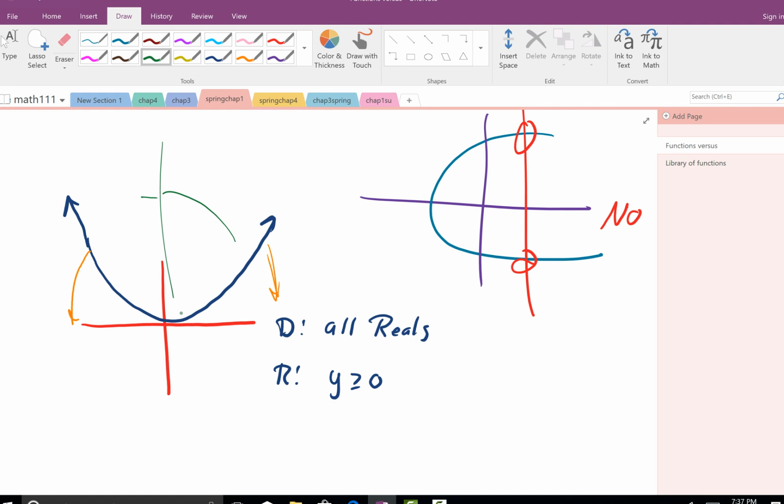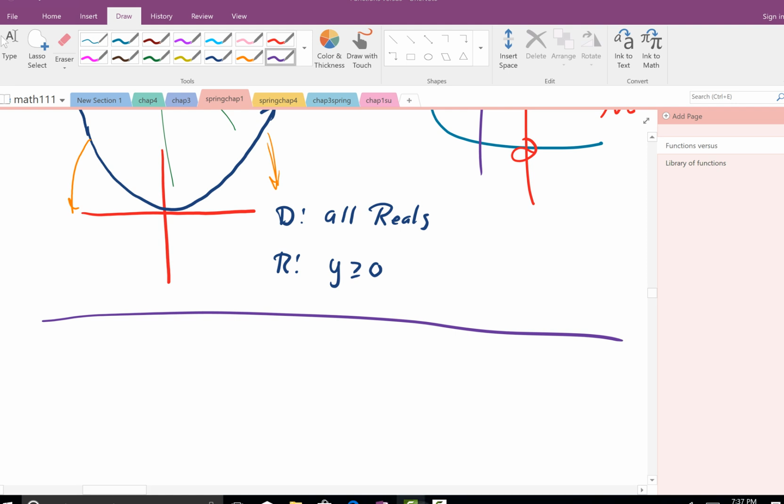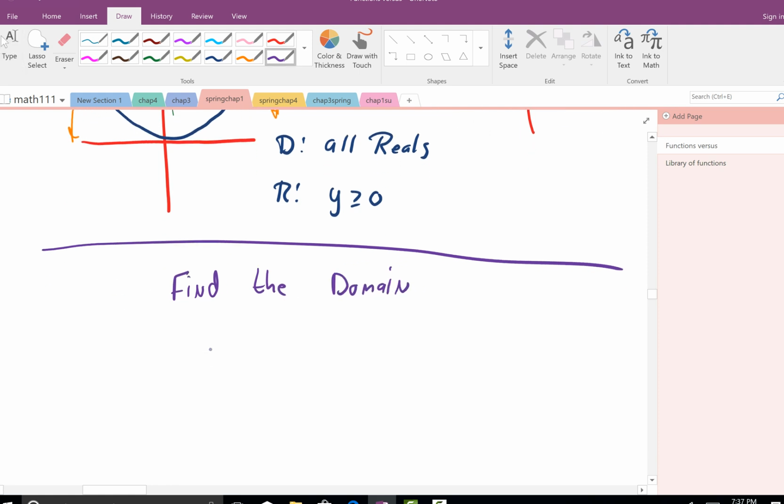Okay, so that's domain and ranges. One of the things, like I said, that the book does is they're going to ask you to find the domain, and they're going to give you some things like this, and they're going to go y equals. Well, actually, let's be consistent with what they're going to do, so f of x equals.